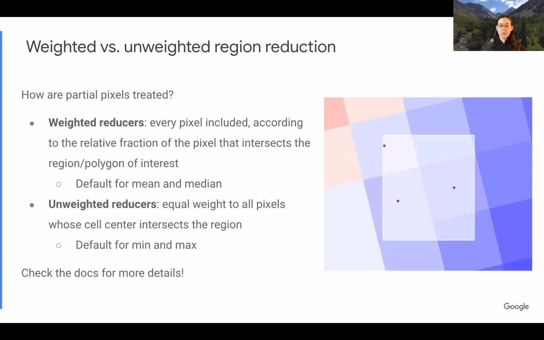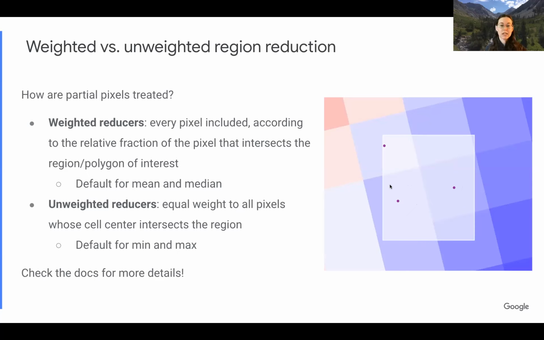So a weighted reducer includes every pixel that's covered by the polygon, and each pixel's value is weighted by the relative fraction that intersects that polygon. So here in this image, any pixel that overlaps, even these little corners here, would be included in the overall value that you're calculating, but just a very small amount would be weighted for that little piece, and a lot more would be weighted towards this one and this one.